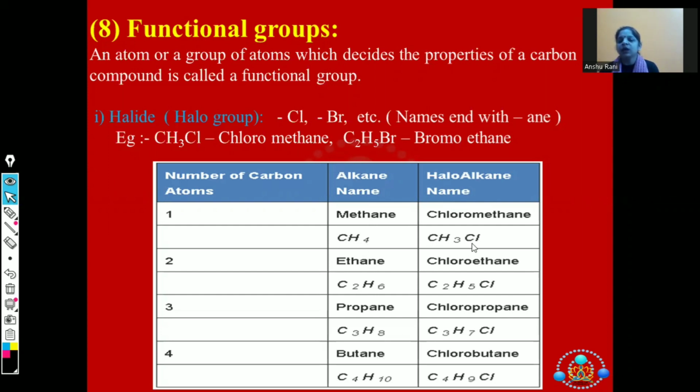And for writing the name, we have to write a prefix for that halide. Prefix is added before the name, so its name will be chloromethane. Its name will be chloroethane. Its name will be chloropropane. In this manner, you can write the full homologous series. Homologous series is that in which the difference between adjacent compounds is 1 CH2 unit, that is 14 unit mass, and with that is the same functional group. So it is a homologous series of halides.